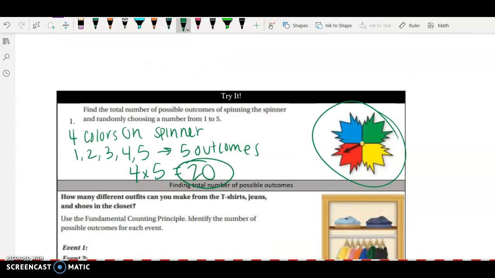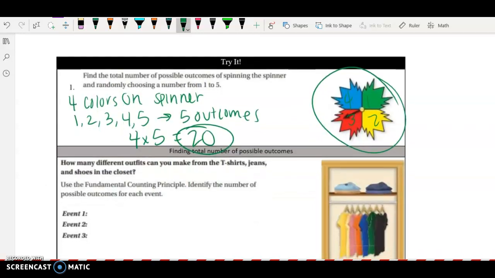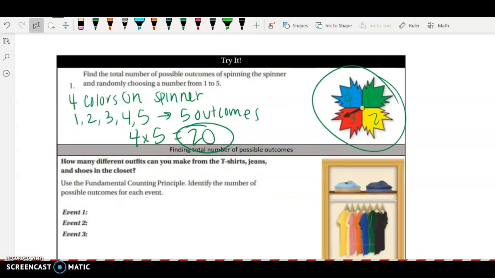You didn't have to show as much work as I did. Since I'm not physically here with you guys and we're doing distance learning, I wanted you to see my thought process. So there are 4 colors on the spinner. So 1, 2, 3, 4. That means there's 4 possible outcomes on the spinner. And then if you randomly choose a number 1 to 5, you have 1, 2, 3, 4, or 5. So there's 5 total outcomes there. So 4 times 5 is 20. Like I said, you could do a table or a tree diagram and you'll get 20 outcomes. It'll just take a little bit of time.